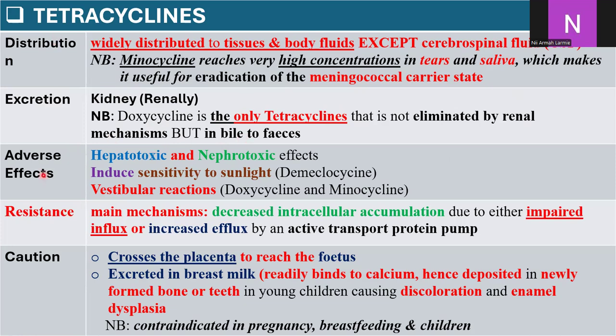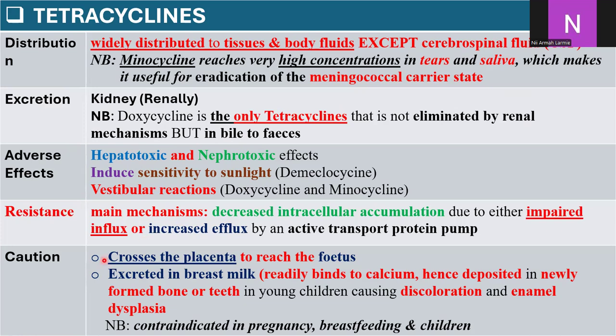Tetracyclines affect our liver, and they also can affect the kidney. So they have a nephrotoxic adverse effect and hepatotoxic adverse effect. For demeclocycline, mostly, but for other tetracyclines, there's also the ability to induce sensitivity to sunlight, photosensitivity, and they can also cause vestibular reactions. Doxycycline, minocycline have been noted to do that.